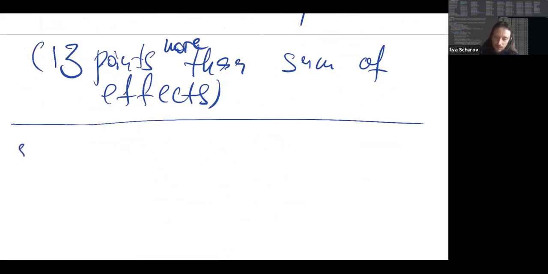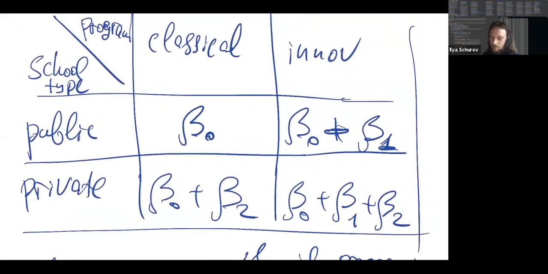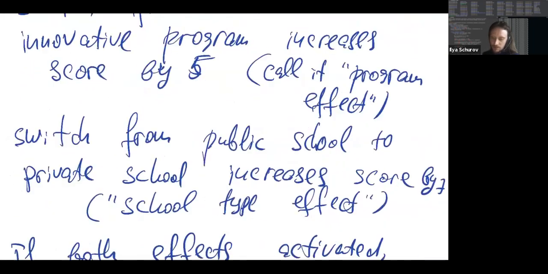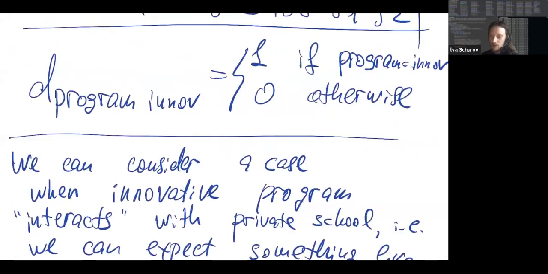I have score. Again, this is beta naught plus beta 1 times, let me see, beta 1 times program innovative. But as I understood in the first example, not only the fact that innovative approach is used increase the results, but also the fact that schools are private too, yes? Yes, both effects were taken into account.